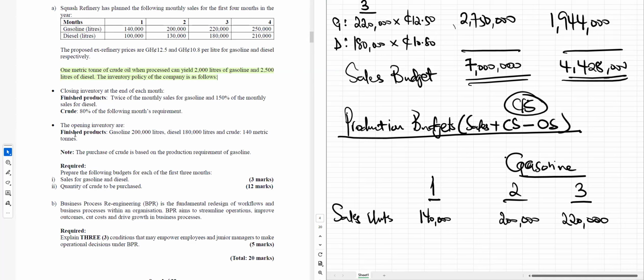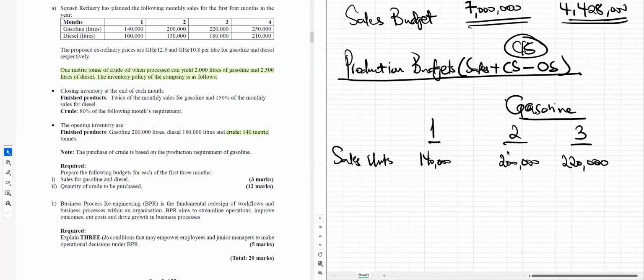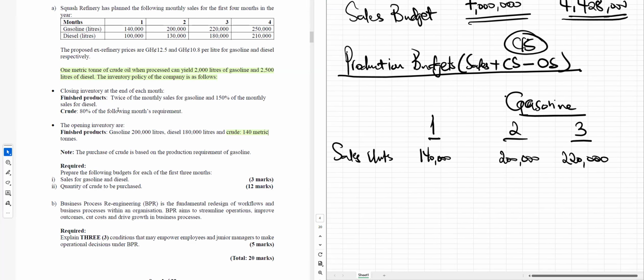So opening inventory. This is raw material. Crude is raw material. Now we don't need raw material because you are doing production. We need finished goods. So this one belongs to raw material, so we are not concerned about that. Finished goods, twice of the monthly sales for gasoline. Okay.